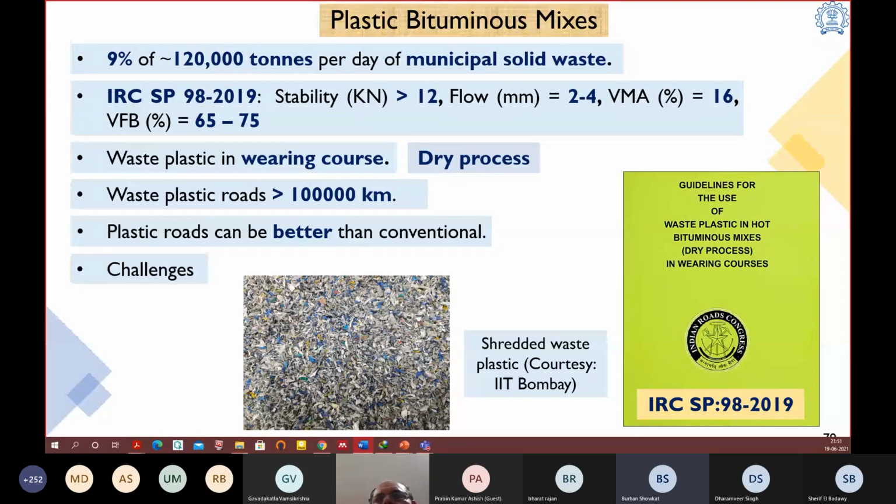As far as IRC SP 98-2019 is concerned, it may be interesting to note that it distinguishes the various types of plastics that can be utilized for mixes as thermoplastics and thermosetting plastics. IRC SP 98 specifically states that it is thermoplastics that should be utilized for the manufacture of mixes, because they soften on heating and again soften on reheating, whereas thermosetting plastic, once set, does not soften on heating. The picture you see here is the shredded waste plastic on which IIT Bombay has worked. We have worked on this in a lab for a consultancy project.